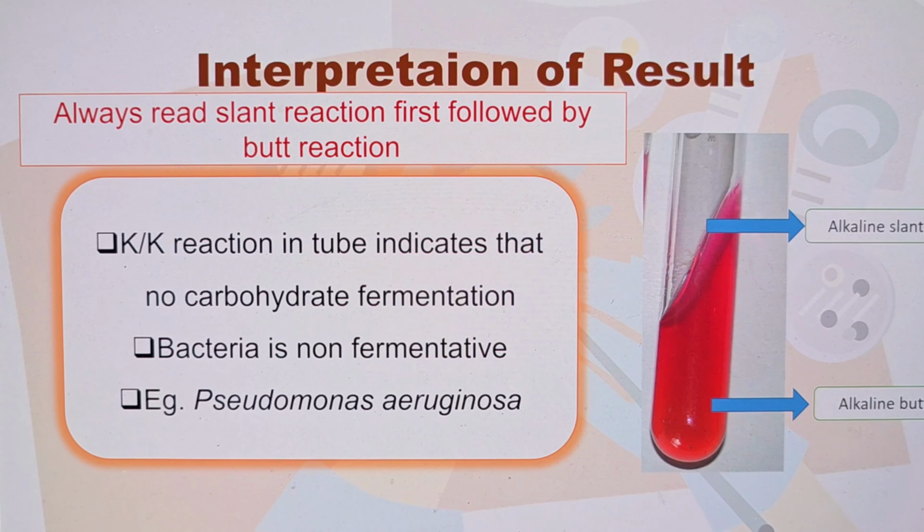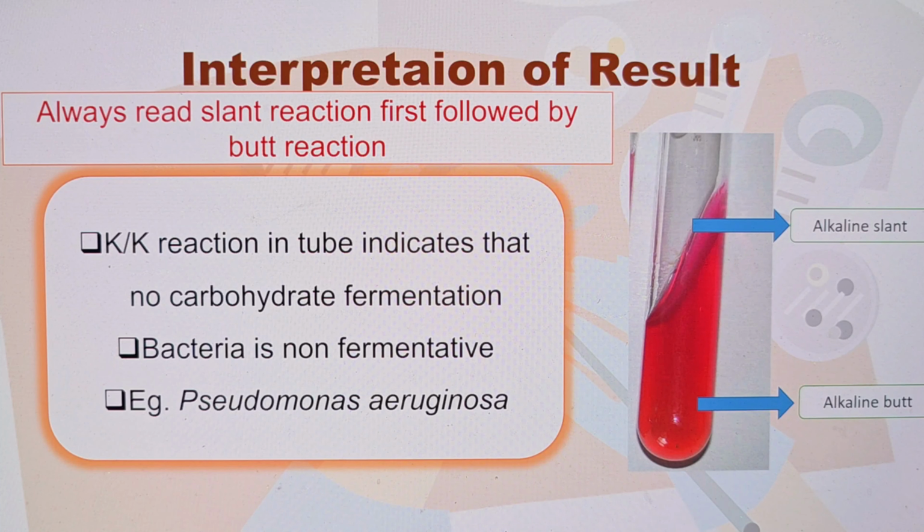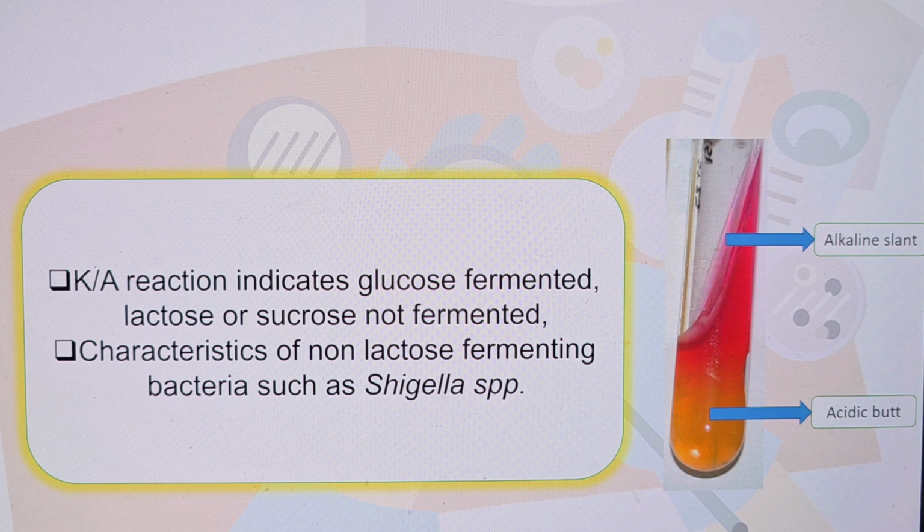Next, interpretation of results. Remember, always read the slant reaction first followed by the butt reaction. K by K reaction means alkaline slant and alkaline butt. It indicates no carbohydrate fermentation, the bacteria is non-fermentative. An example is Pseudomonas aeruginosa. Next, K by A reaction indicates glucose is fermented, lactose or sucrose not fermented. It is characteristic of non-lactose fermenting bacteria such as Shigella species.